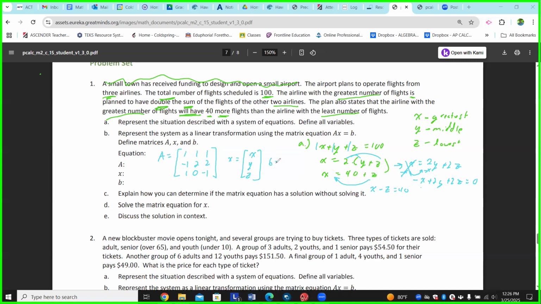All right. What would be my B matrix? Very good. Any questions there? All right. Part C then, explain how you can determine if the matrix equation has a solution without solving it. I'm not going to ask you that on the test. We'll go to part D, actually solve the equation now. With a 3x3 matrix, I would have to do it by using the volume, but we only know a volume when we have a triangle of zeros.